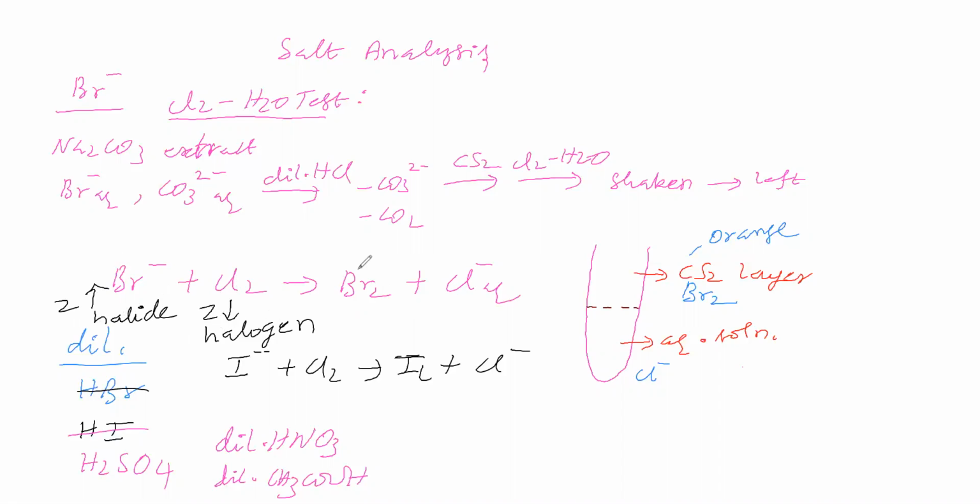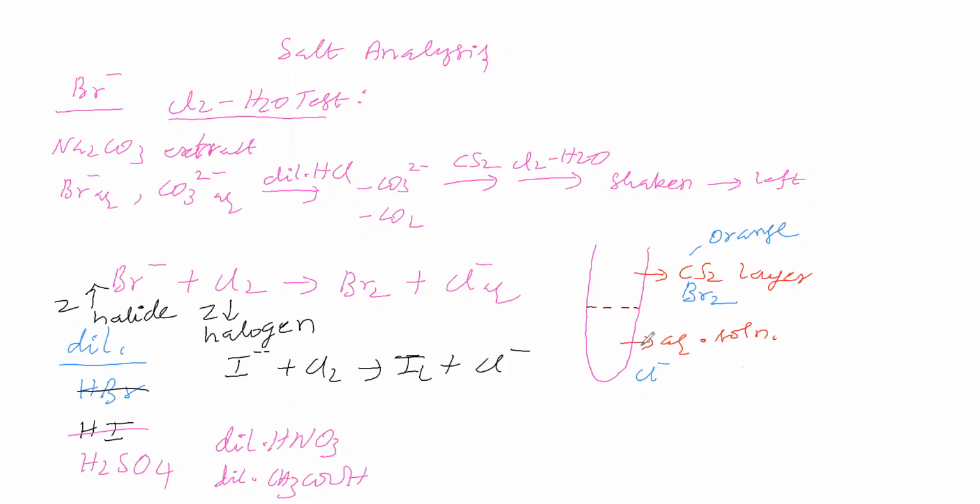Bromine is having covalent nature. CS2 is having covalent nature. So bromine is dissolved to a higher extent in CS2. Then Cl minus is ionic. It is dissolved to a higher extent in water. So after shaking vigorously, the solution is left for some time. We will get two layers. One is the aqueous solution, another one is the CS2 layer.